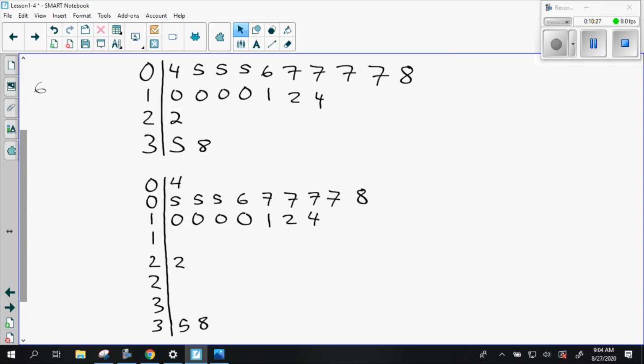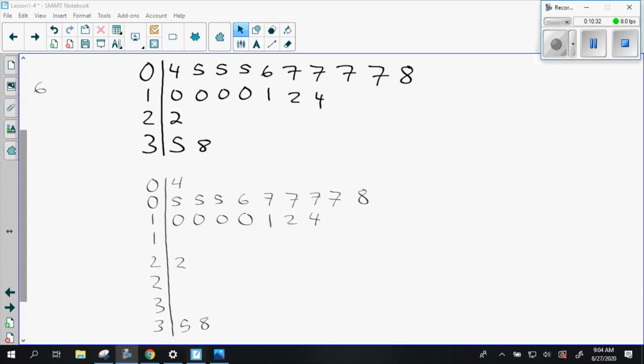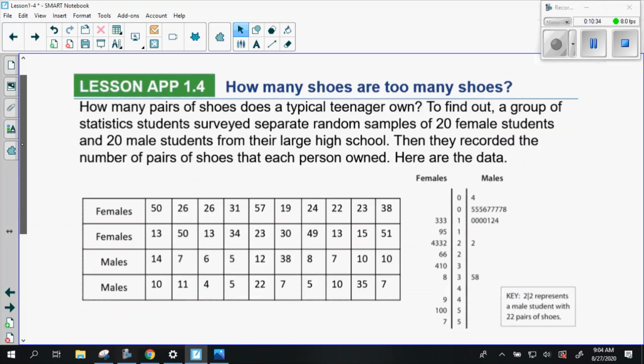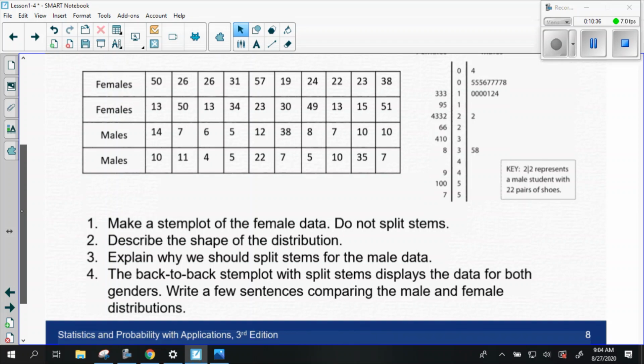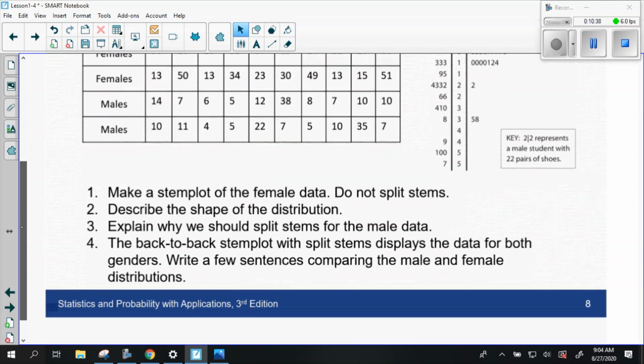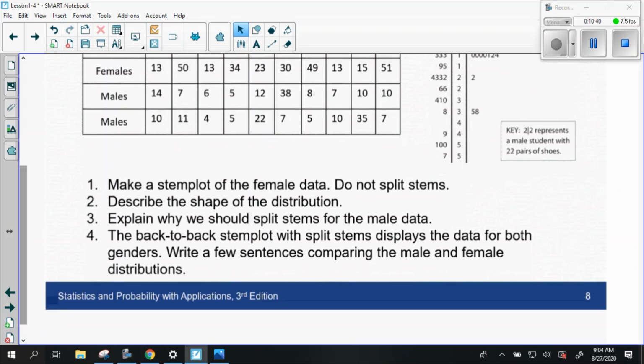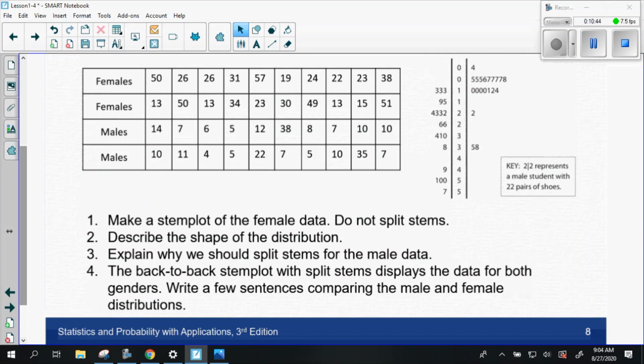All right, let's check this out and see what we're asked to do next. We talked about why we need to split the stems. It's asking us to analyze this back-to-back stem plot that they have there. I'd actually like to create it for you guys. How do we make something like that? And then we'll write some sentences comparing male and female distributions.